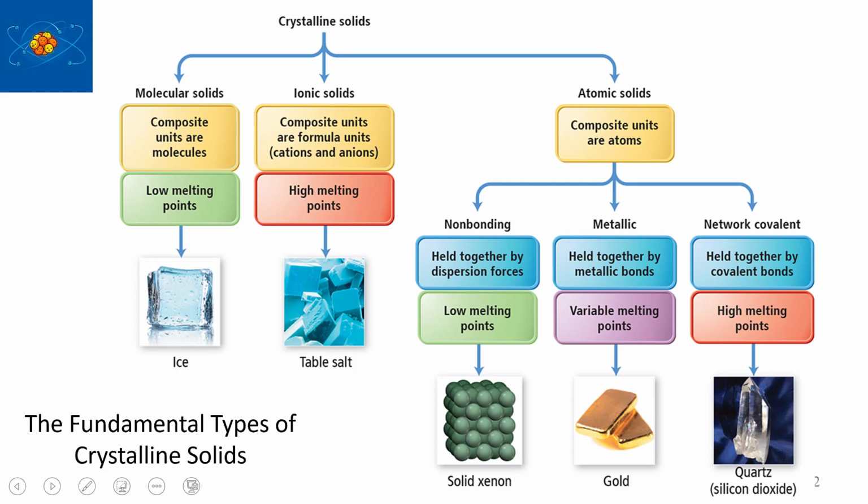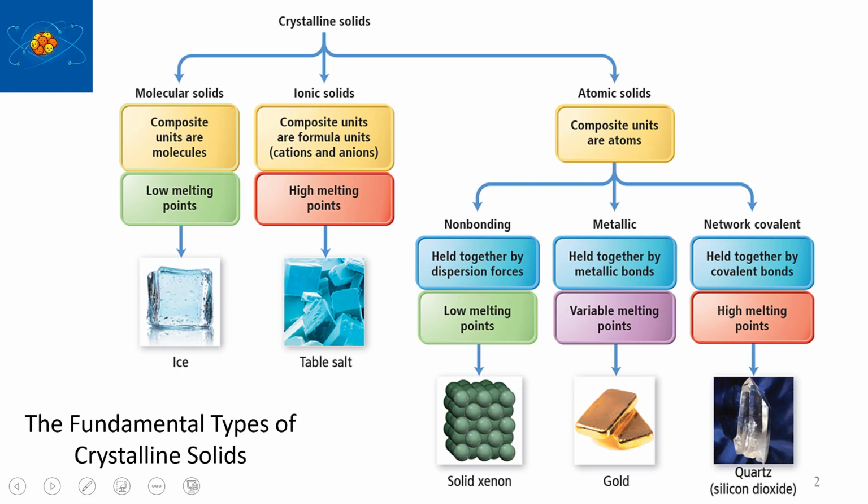And then there's the atomic solids, and this is kind of like a garbage can of information. It's just a lot of different kinds of materials. There's the non-bonding atomic solids, and the only thing that these things have in common is that they're not ionic and they're not molecular, but they're held together. They're atoms held together by weak intermolecular forces, or they could be atoms held together by other types of bonds, like metallic bonds and covalent bonds.